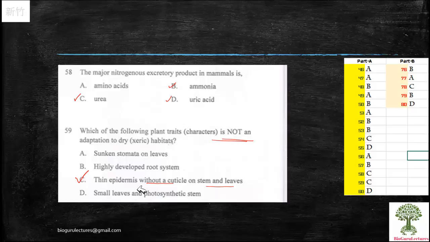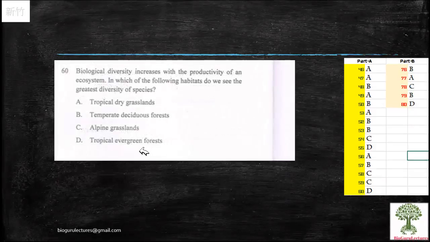Usually the plants which you see in your surroundings will not have that much adaptation, but the xeric plants will have very well developed wax layers even. Let's move on to the last question of part A.